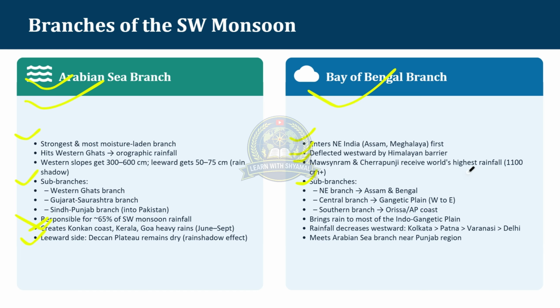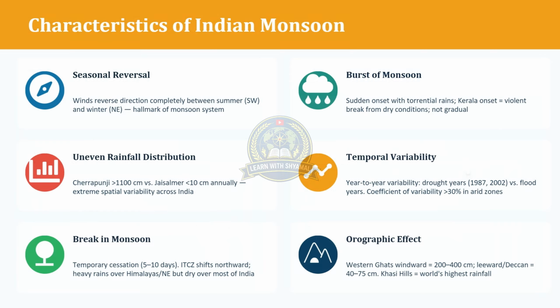Brings rain to most of the Indo-Gangetic plain. Rainfall decreases westward: Kolkata, Patna, Varanasi and Delhi, and meets the Arabian Sea branch near the Punjab region. Characteristics of the Indian monsoon. Seasonal reversal.